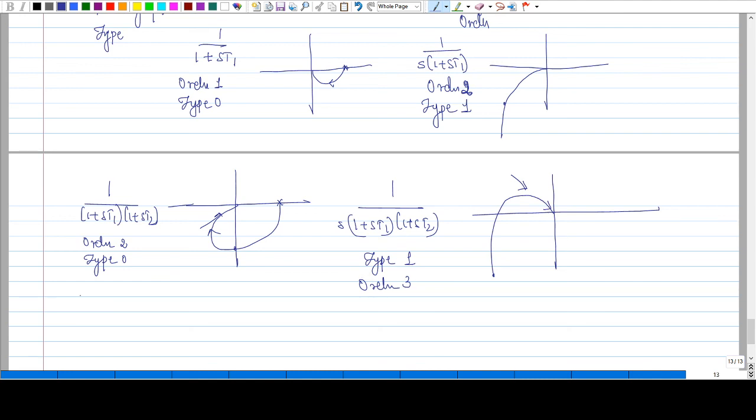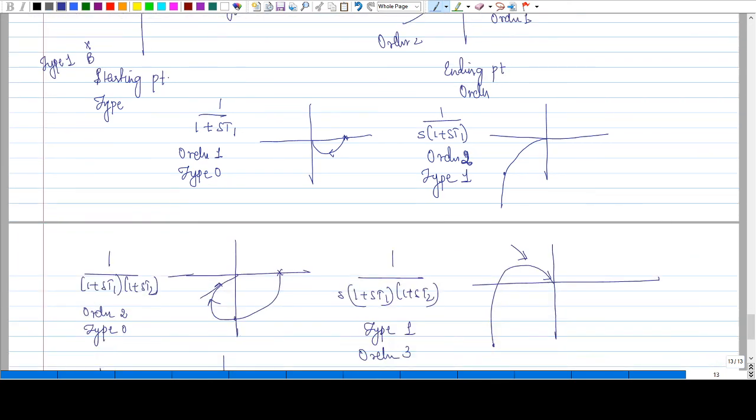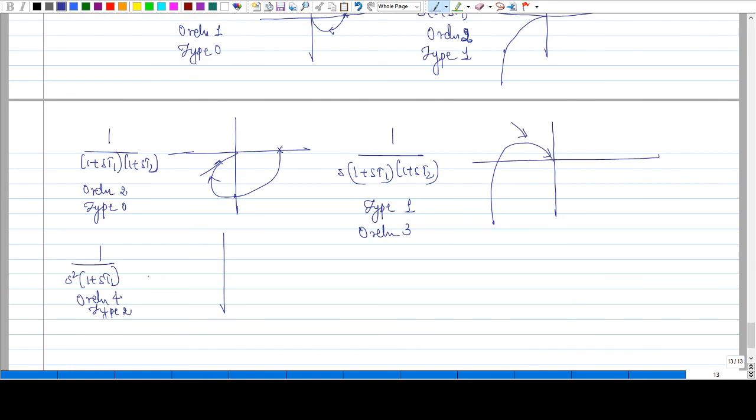Similarly, if I have 1 divided by s square into 1 plus sT1, this is order 4, type 2. A type 2 system will start somewhere at this point. The starting point is this, and it is order 4. Order 4 will be in this way. So this is the polar plot for an order 4, type 2 system.